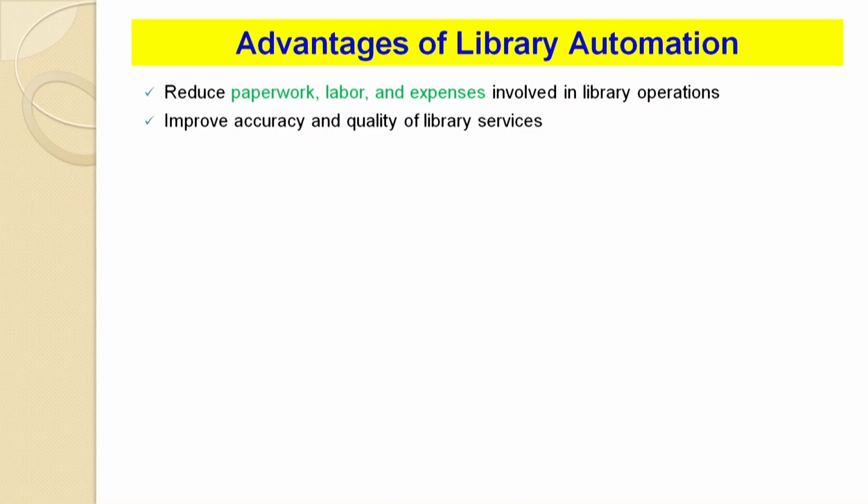It also improves accuracy, because errors will be drastically reduced. That is an added advantage of library automation, where the accuracy, reliability and exhaustiveness of data improve, as well as the effectiveness of the operations.